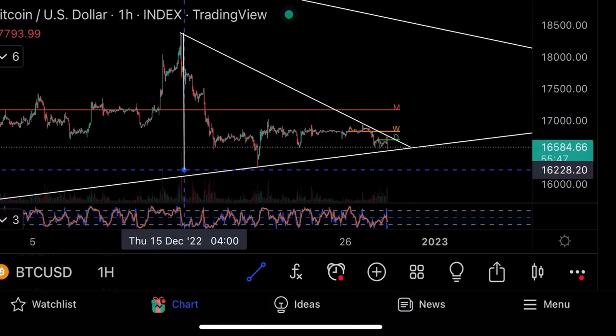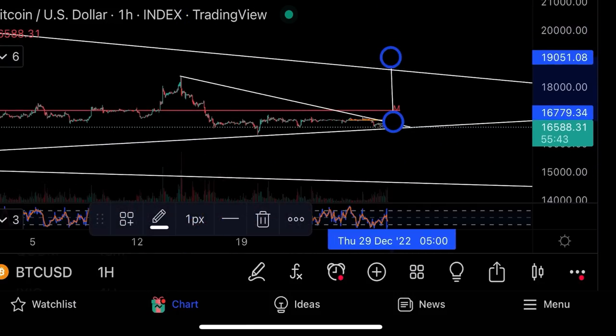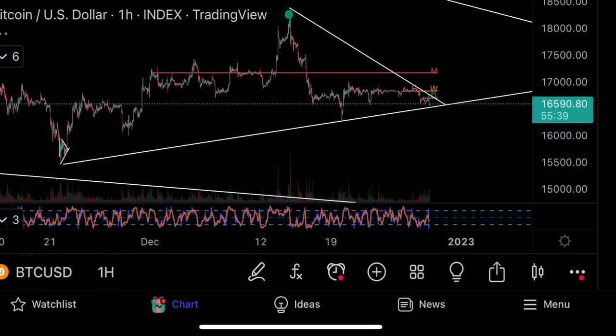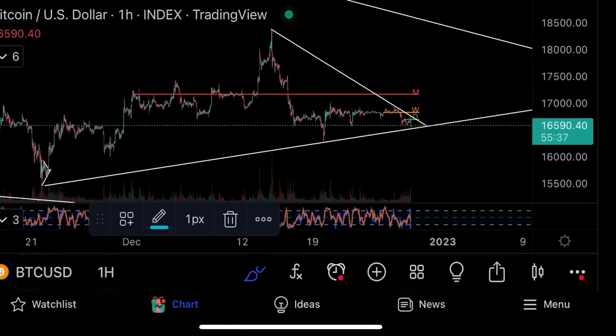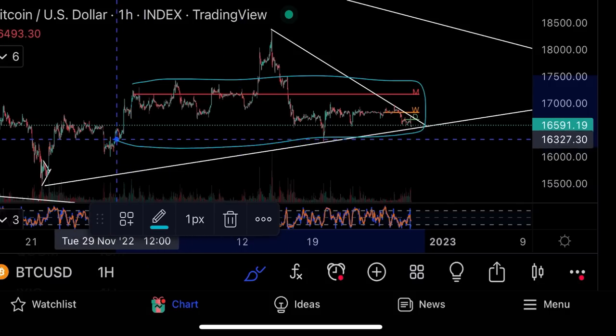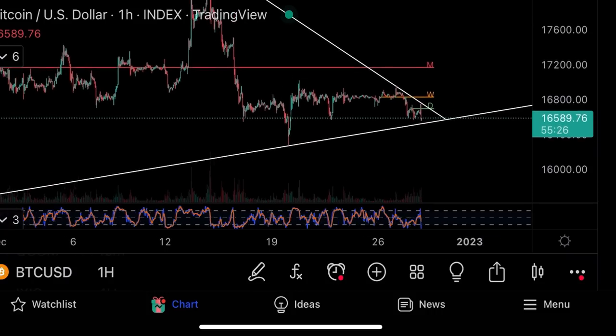But you can see that Bitcoin over the last week has been going almost sideways. If we do get a breakout from here, it can be heading towards 19K. From the beginning of December till now, almost 20 days, we've had sideways movement, not much distance, from 17,300 down to 16,500. It's about an $800 distance.